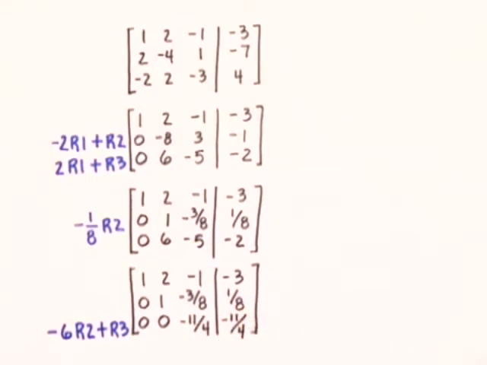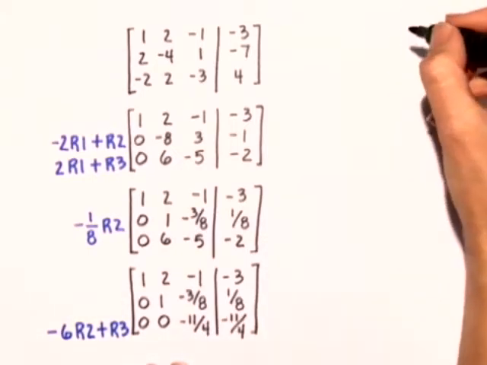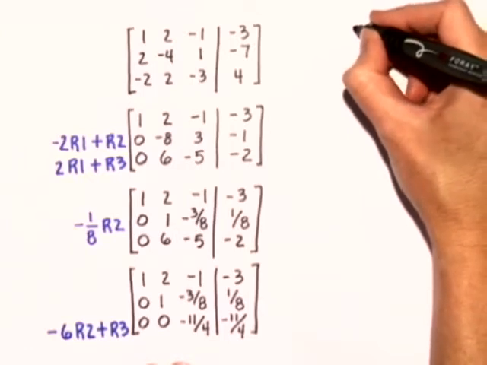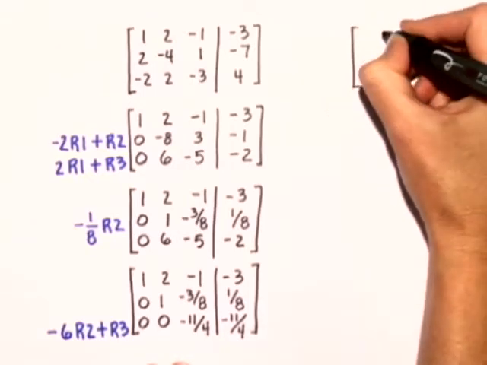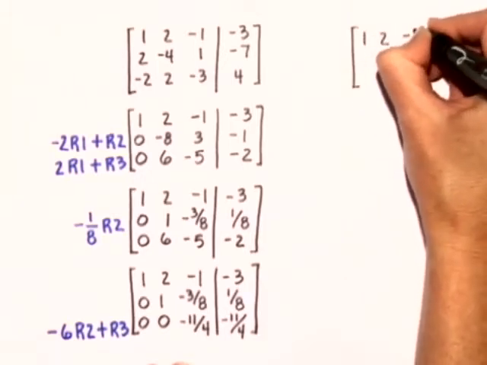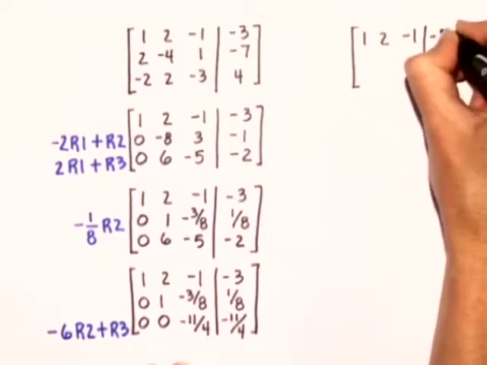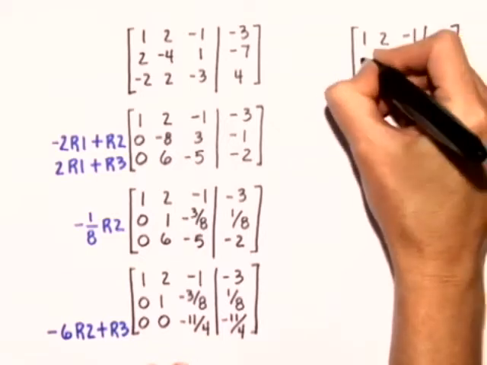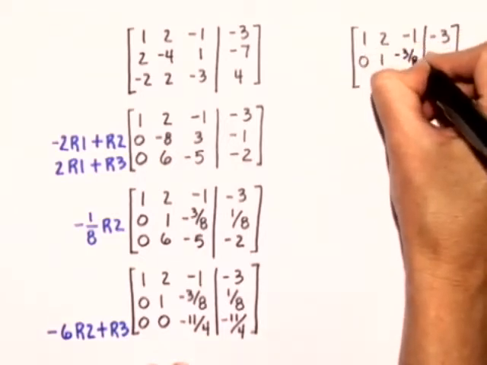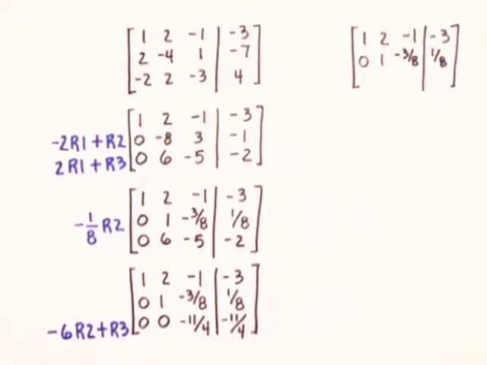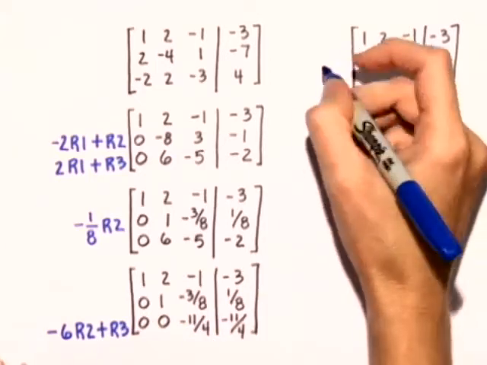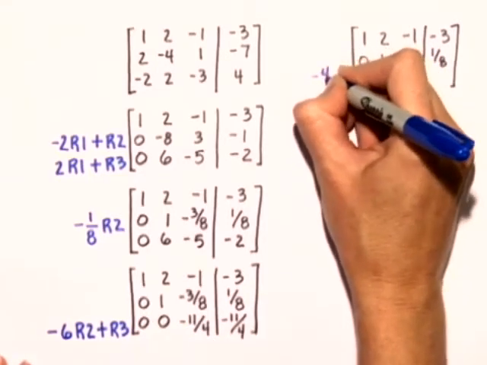Now the last step is to get a number +1 where I see the -11/4 along the main diagonal. And we can do that by simply multiplying each element in row 3 by the reciprocal of -11/4, which is -4/11. So I'm going to rewrite my system, and I'm not going to change the first 2 rows. And I'll have 1, 2, -1, -3. Then I'll have 0, 1, -3/8, 1/8. And in row 3, we decided we're going to multiply the entire row by -4/11.